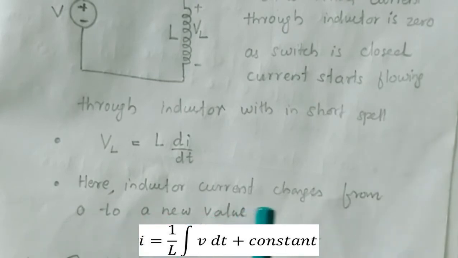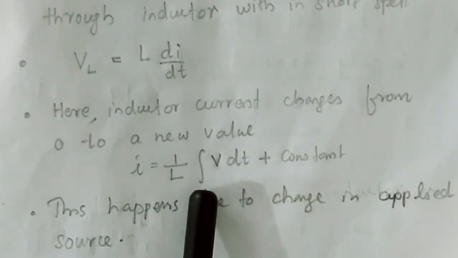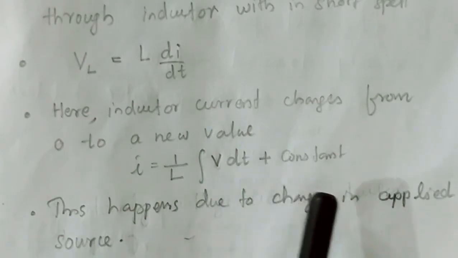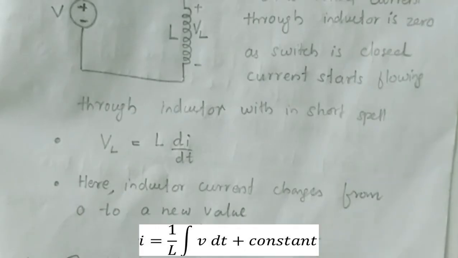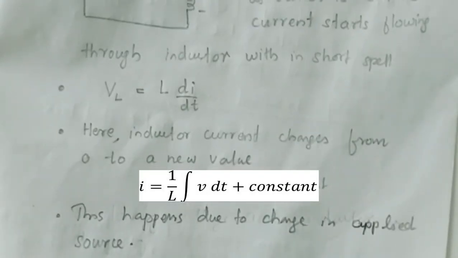Here our inductor current changes from 0 to a new value. How to find out the new value? I is equal to 1 by L integral V dt plus constant. So that constant determines the initial value, the initial condition. This happens due to change in applied voltage source. Initially the applied voltage source was 0. There is no voltage source available across the inductor.